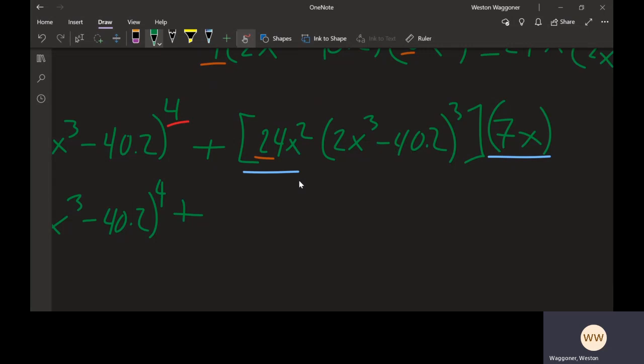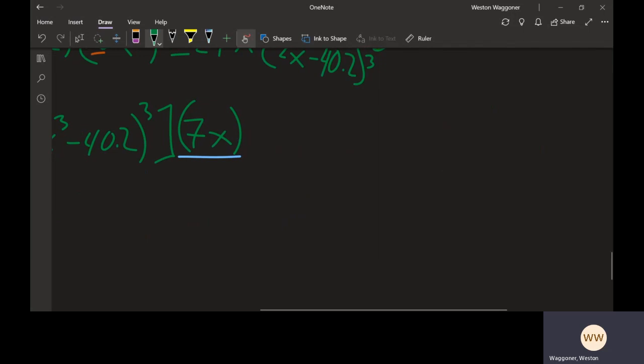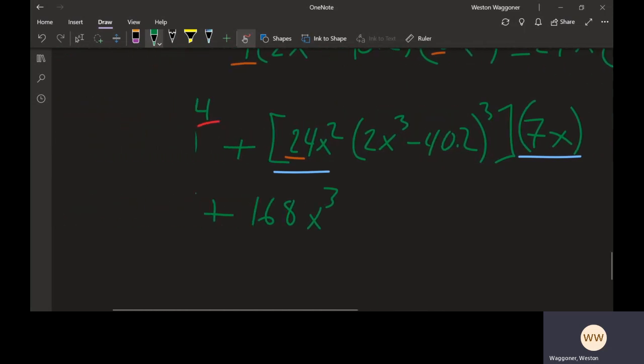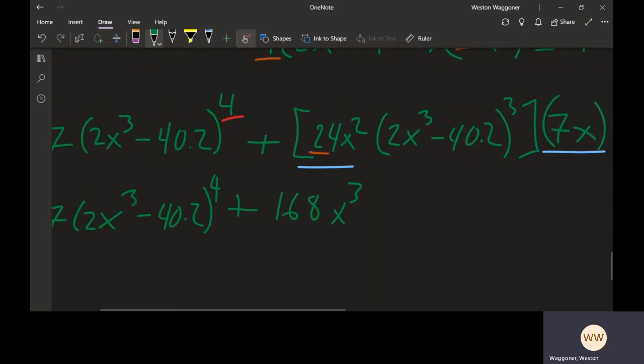So 24, let's get the calculator out. 24 times 7 is going to give us 168. So we got 168 x to the 3rd power, because when we multiply, we have an x squared times an x. That's kind of like saying x to the 2, because there's an invisible 1 power, x to the 2 plus 1, which is equal to x to the 3rd. So yeah, hopefully we can see that. So now we're going to have 168x to the 3rd times 2x to the 3rd minus 40.2.